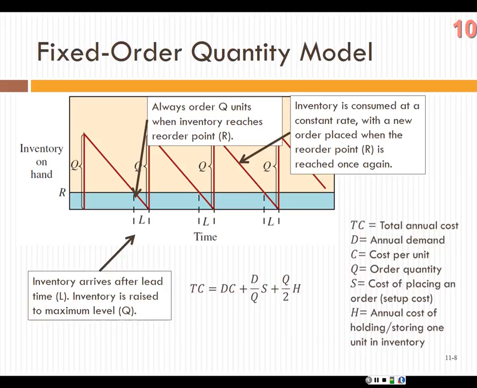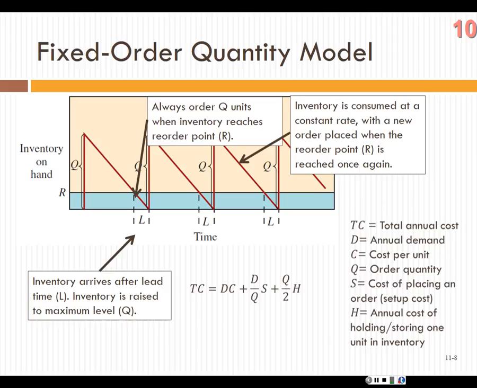If I always get in Q and I use it at an even rate, my average inventory is going to be half of Q. Because half the time I'm going to have more than that, half the time I'm going to have less than that. And I multiply that times my holding costs. Your holding costs sometimes are calculated by taking, you might be given an interest rate times the actual cost of the product. So H can also be equal to I sub C, or I times C.